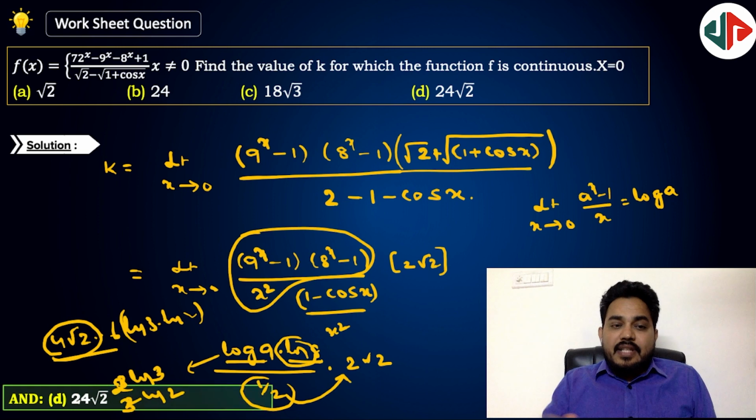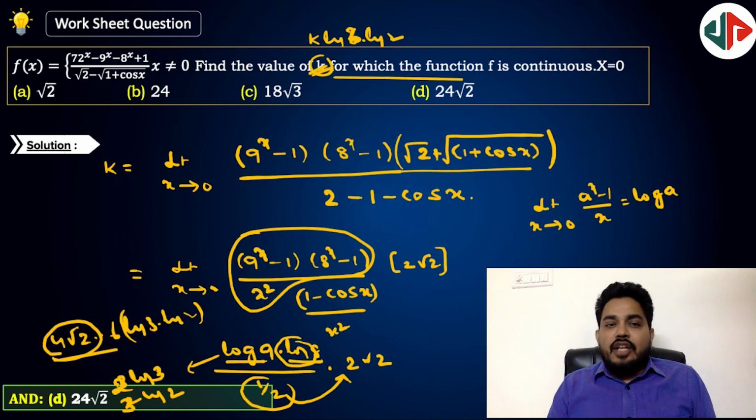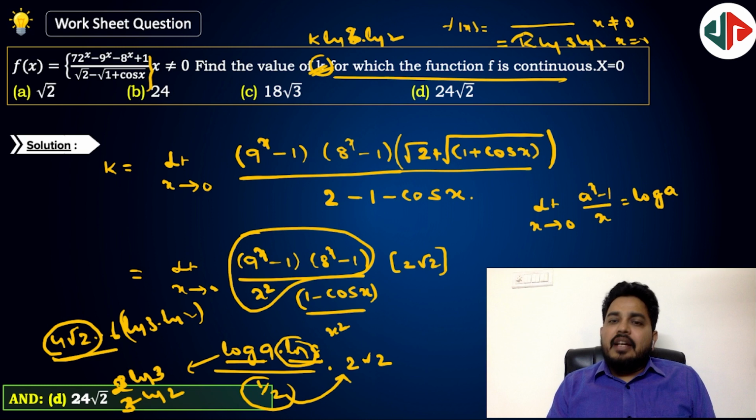So here options are not there. I think this should be for value of k for which the function is continuous. So it should be like k into log 3 into log 2 should be there. Okay. So if I want only this one, this is not properly framed. They should have mentioned this one as, okay, f of x is equal to so and so where x is not equal to 0 is equal to k log 3 log 2 x is equal to 0, then the answer is going to be this.